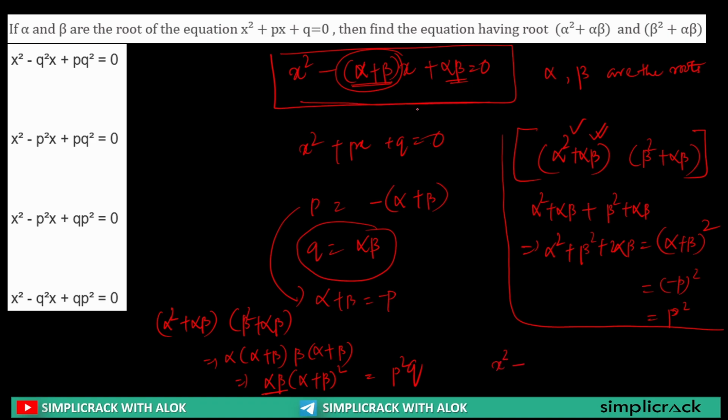So now in place of this, what can I write? x square minus the addition of the roots, that is p square, into x plus the multiplication of the roots, that is p square q, equal to 0. So this is my equation, and in which option is it there? See, it is p square cube. So you need to be careful over here. So C is my option.